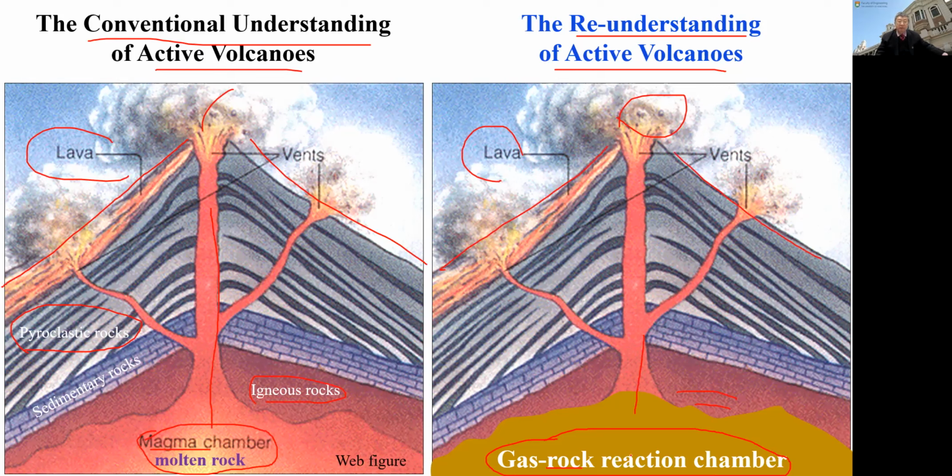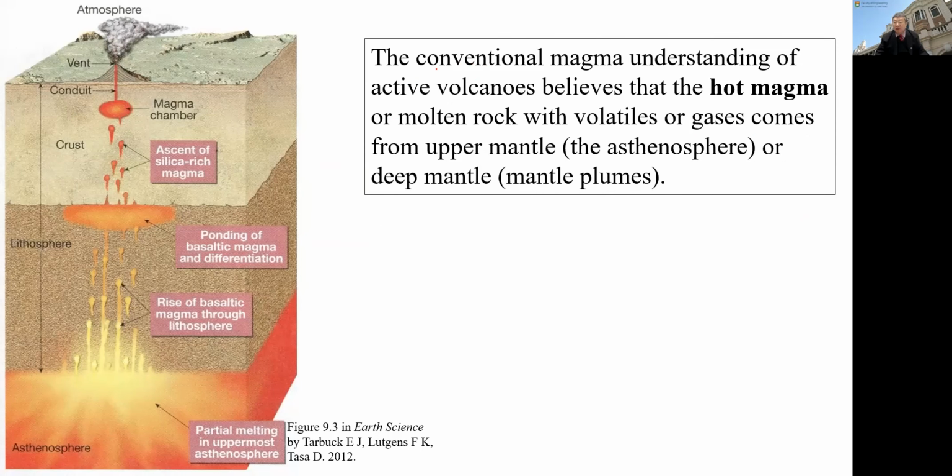So the methane gas comes out from the deep ground, then has chemical and physical reactions with the surrounding igneous rocks here. So that's the brief of this re-understanding. It changes the conventional understanding of a magma chamber into a gas and rock reaction chamber. The conventional magma understanding of an active volcano is hot magma or molten rock with volatiles or gas coming out from the upper mantle.